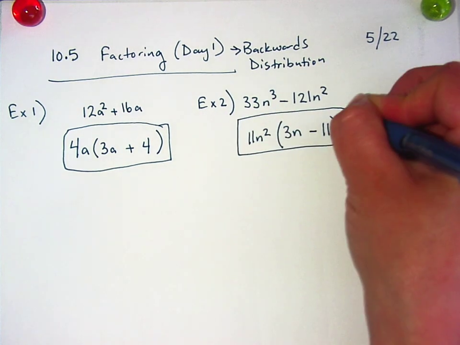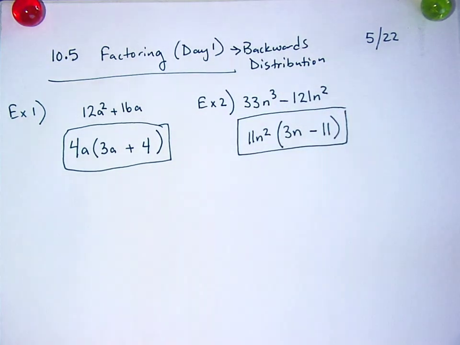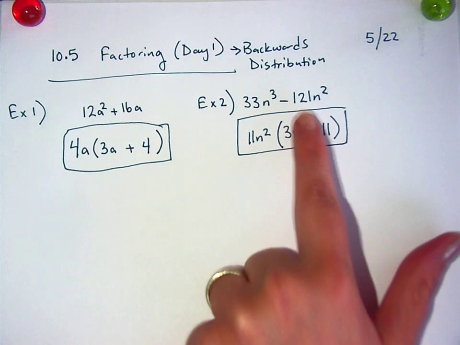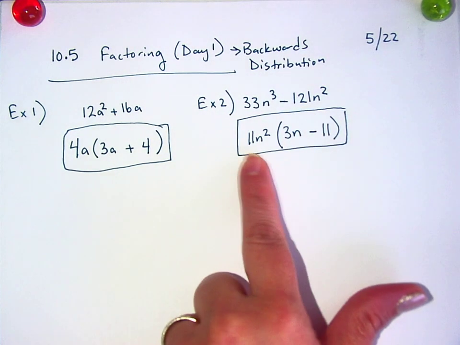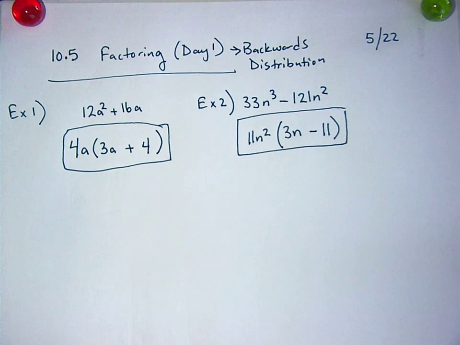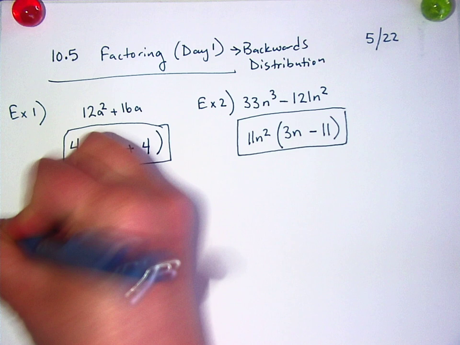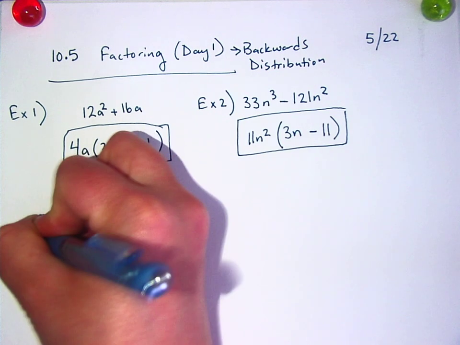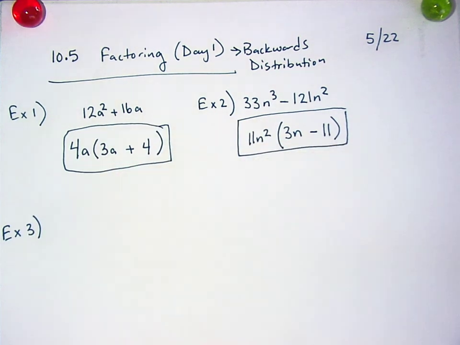Why is there 11 at the end? Because 121 divided by the 11 we took out leaves you an 11, because 11 times 11 is 121. It's hard doing this backwards distribution thing, figuring out what goes into both. All right, let's make it a little bit harder. It's not a twist. It's just a little bit harder. You're going to be okay.